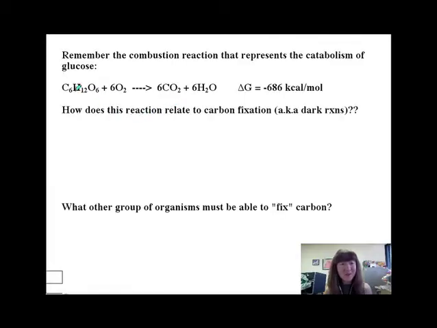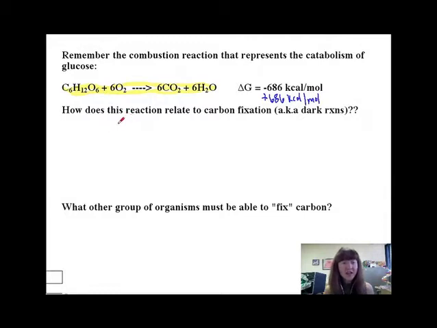Remember when we were talking about the combustion of jelly donuts? This was the reaction that we showed. So remember that reaction there. But remember that the reverse of this reaction is the one that typifies photosynthesis. So photosynthesis is the reverse of our combustion reaction, meaning that for photosynthesis it is an energy consuming reaction. And remember, you reverse the sign on that. 686 kilocal per mole will be what represents photosynthesis. So photosynthesis, rather than being exergonic, is endergonic.